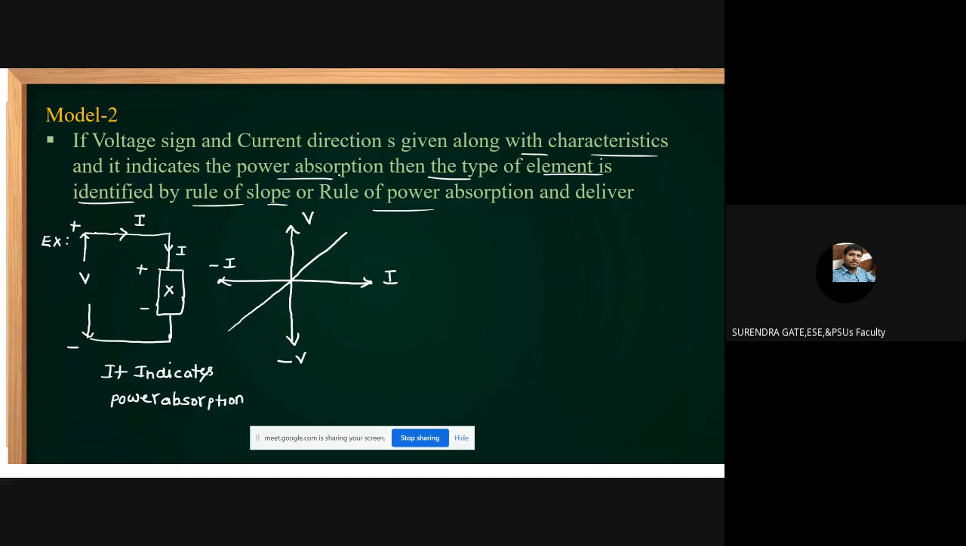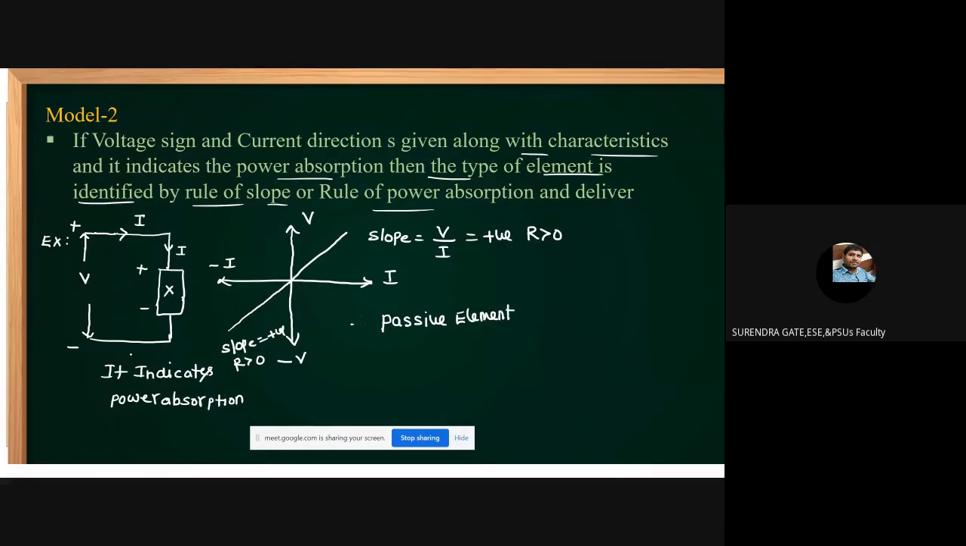Once it indicates power absorption, we can apply the slope rule. Find the slope, which equals V by I. The slope is positive, that is R greater than 0. Here also you can apply the slope; the slope is positive, so R greater than 0. Then the type of element is a passive element.